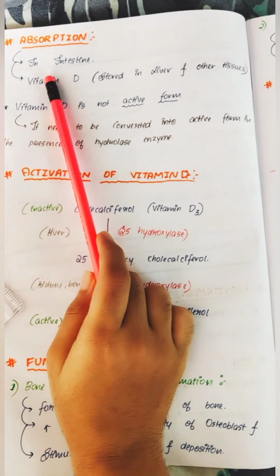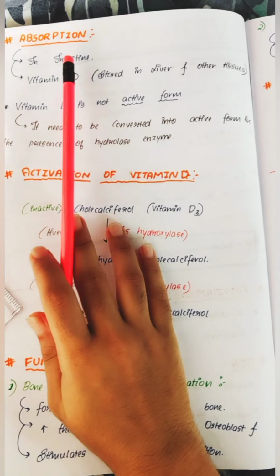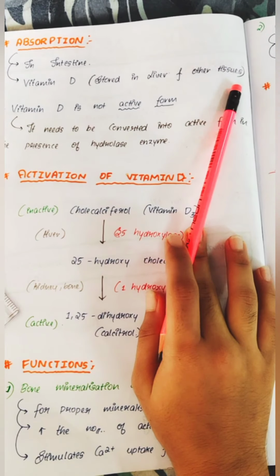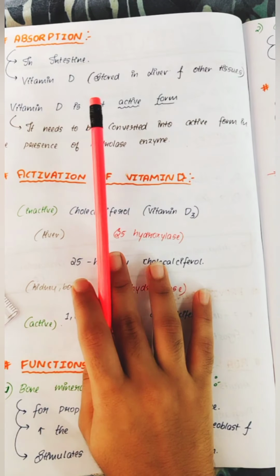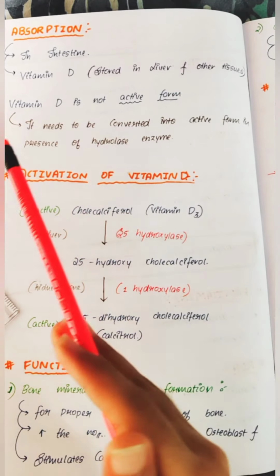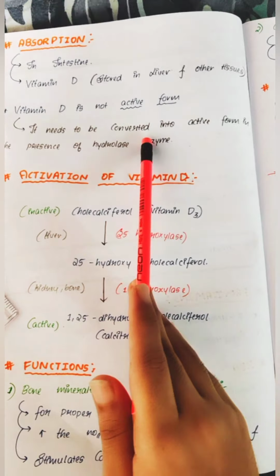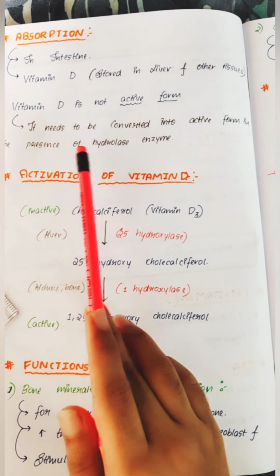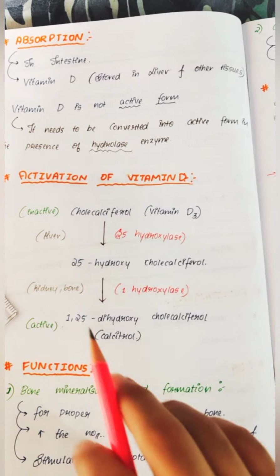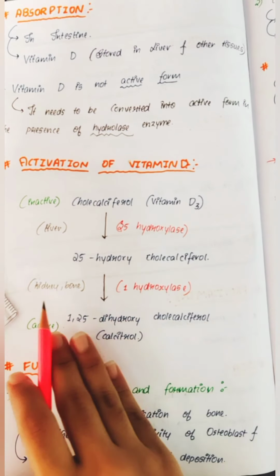Next we'll see about absorption, how vitamin D is absorbed inside our body. It gets absorbed in our intestine, and vitamin D is mainly stored in the liver and other tissues. Vitamin D is not in active form. It has to be activated. It is in inactive form before activation. It needs to be converted into active form in the presence of a very important enzyme, the hydroxylase enzyme. So the hydroxylase enzyme converts the inactive form of vitamin D3 into the active form of vitamin D3.